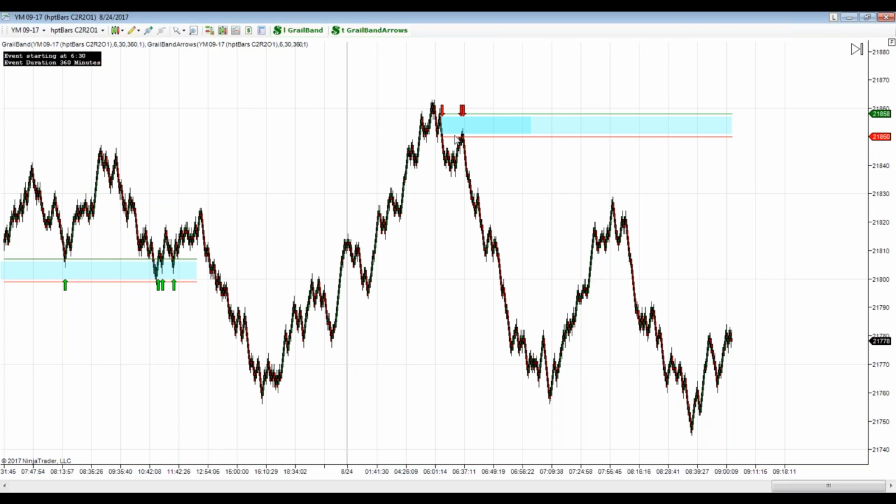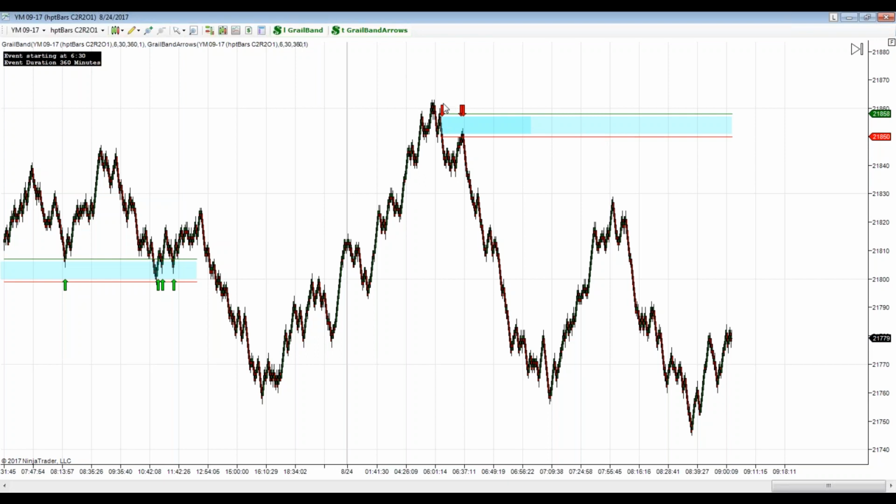So the difference being, you'll notice that the Grail band right now will shade the first 30 minutes. Okay, the Grail band arrows shades the entire time on the band. The difference being it's producing arrows right now.